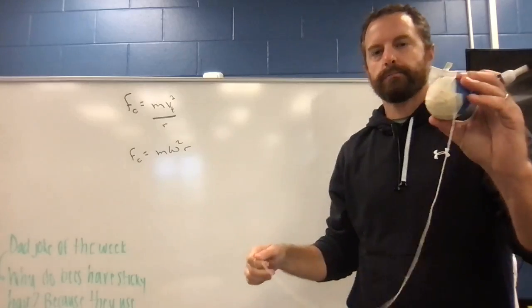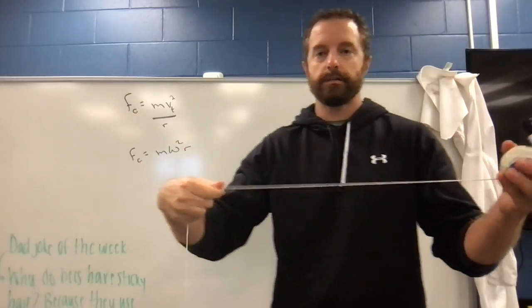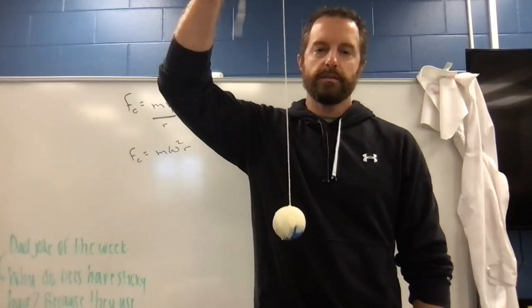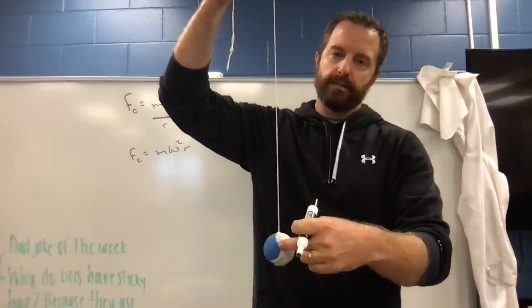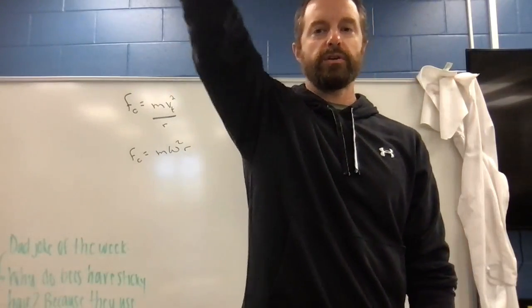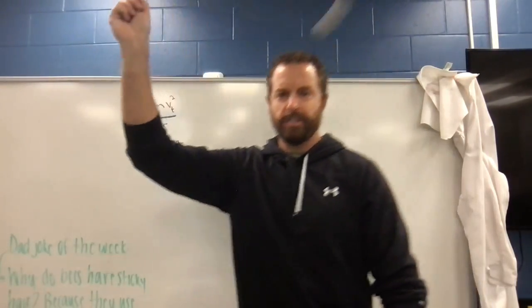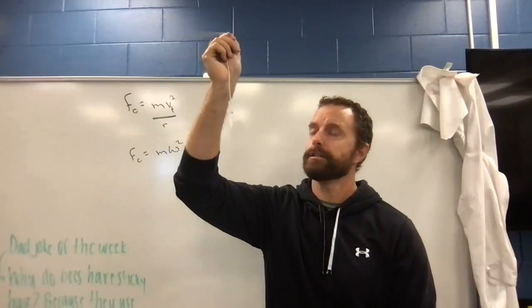Okay, so I've got a ball on a string, and we want to calculate the tension on the string. Now, if I just hang it, the tension on the string would be equal to the weight of the ball, right? Because what's acting on it is the weight of the ball down, and so the tension on the string up. When we spin it over our head, which I'll have to lower myself down here, like you did in the lab, we want to calculate the tension on the string there.